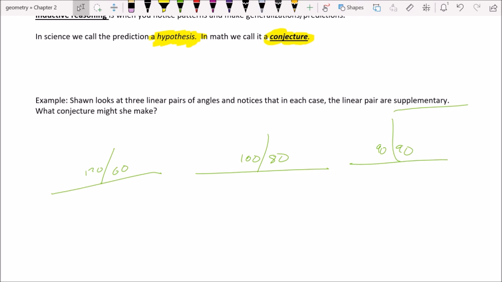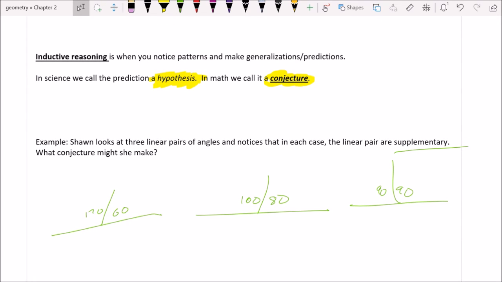So what's a conjecture that she could make? She's going to use inductive reasoning. She's going to say, I'm noticing a pattern here, and I'm going to make a prediction or a generalization. I'm not going to say something about a specific case, but I'm going to say something that's maybe generally true. It's my guess, my prediction about what's true. Sean might say, I think that maybe all linear pairs are supplementary. She only looked at 3 examples, but she goes, interesting, there's a pattern here, there's something going on here. So I think that they're all supplementary, always, no matter what.